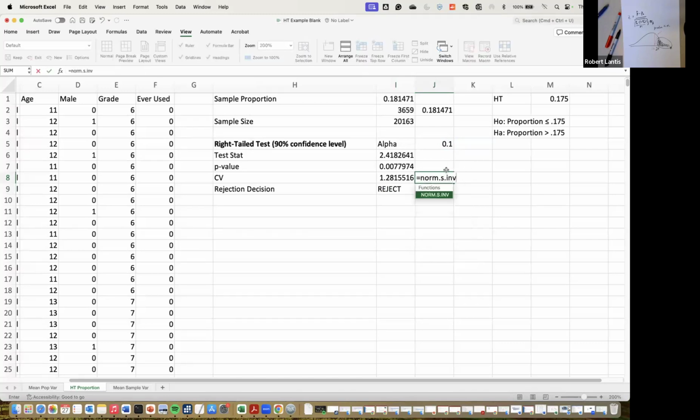I could also do norm.s.inv. And so, okay, I want 0.1 as the area in my upper right tail, which would mean that the area to the left of that value would be 1 minus that, or 0.9. Sure enough, I get the same value here.